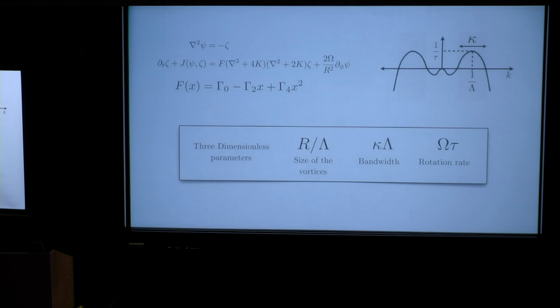Right? So what is important is, firstly, this ratio of R and lambda. So this is how large is my sphere as compared to the size of the vortices that I'm forcing in the GNS model. Then there's the dimensionless bandwidth, which is kappa lambda. And then we have the rotation rate, as compared to the typical life of these vortices that is, again, forced by the GNS dynamics. We argue that these are the three dimensionless parameters that play a role, and we will fix kappa lambda to 1 in this talk.